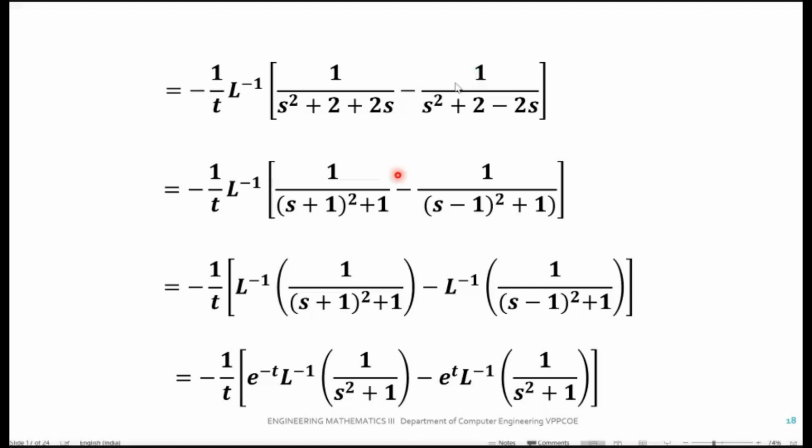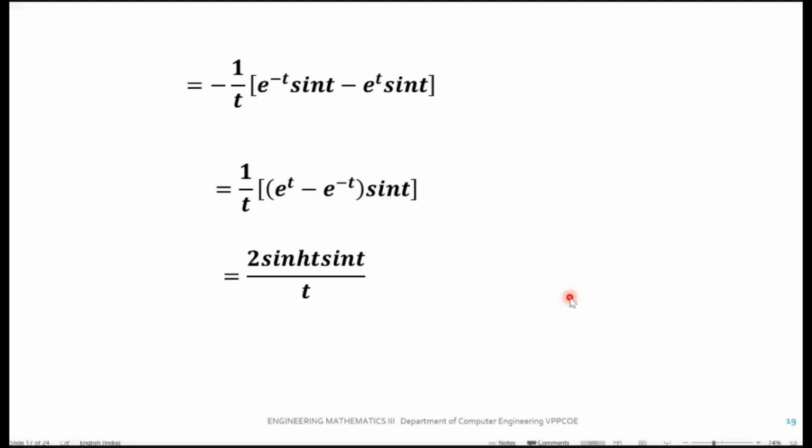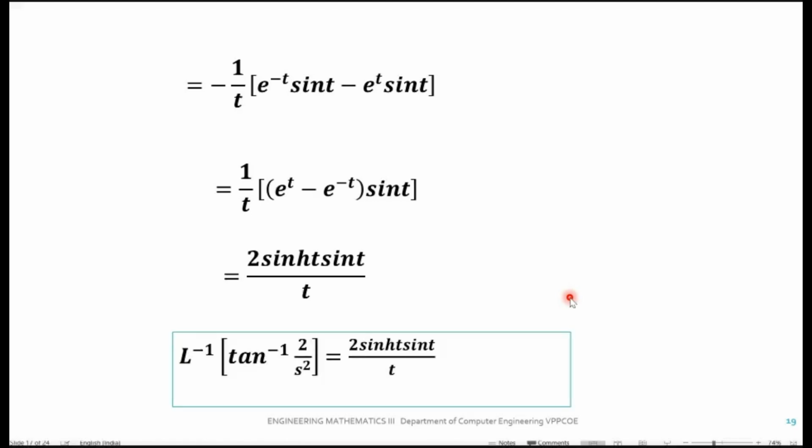इसके बाद तो we have to do in a normal manner. Perfect square करना है, फिर e raised to minus t common निकालना है यहाँ से. Why? Because s is replaced by s plus 1. Here s is replaced by s minus 1. So 1 upon s square plus 1 is sin t. Again simplifying, taking minus sign outside, and then writing the final answer.